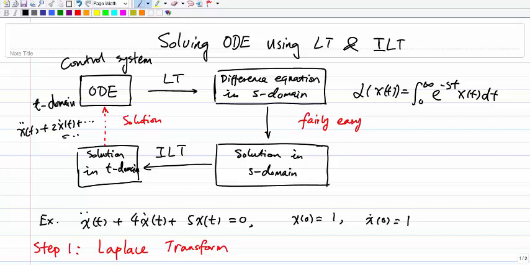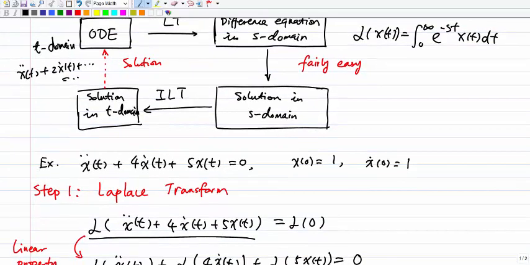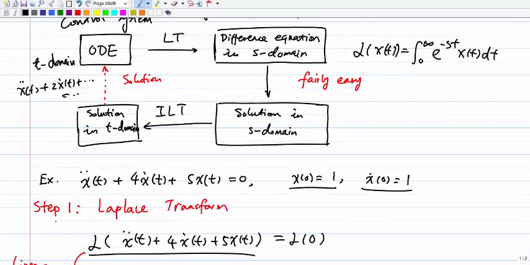Here I'm going to give an example showing you how to use the Laplace transform and the inverse Laplace transform to find the solution to an ODE. The differential equation is x double dot of t plus 4 x dot of t plus 5 x of t equal to 0, and the initial conditions are x(0) is 1, x dot of 0 is 1. As I mentioned before, the first step is to use the Laplace transform.